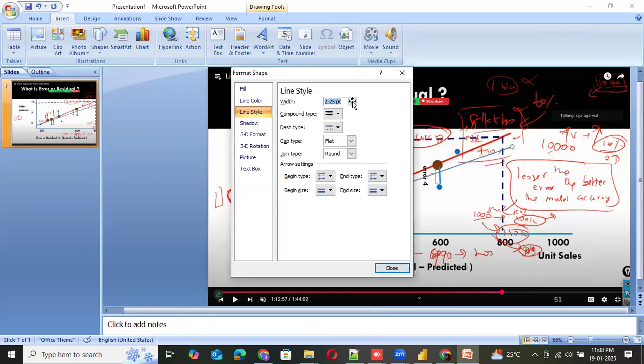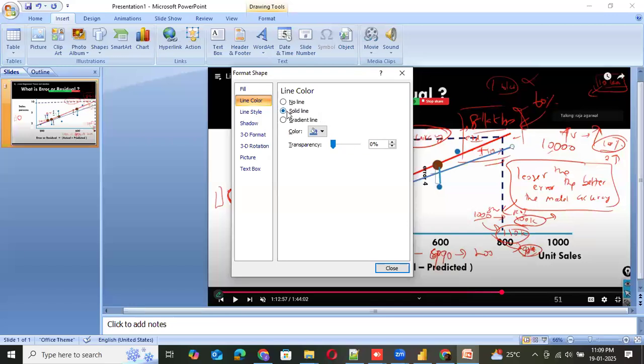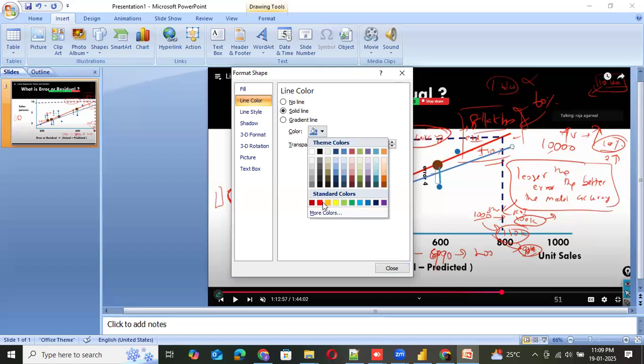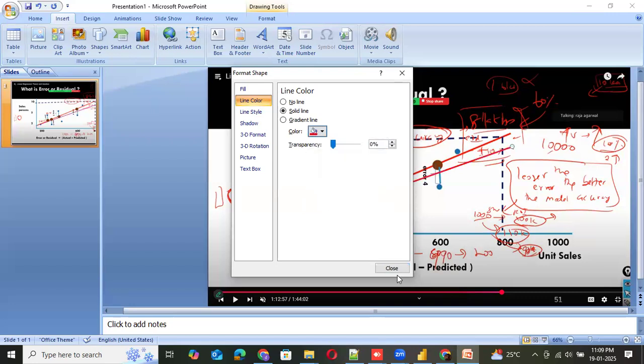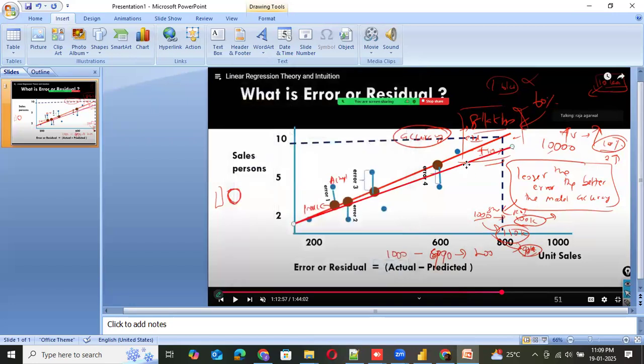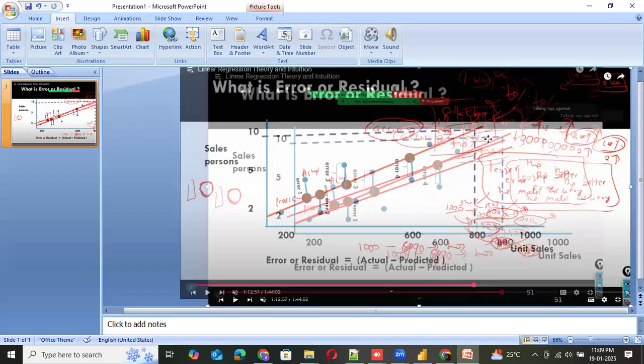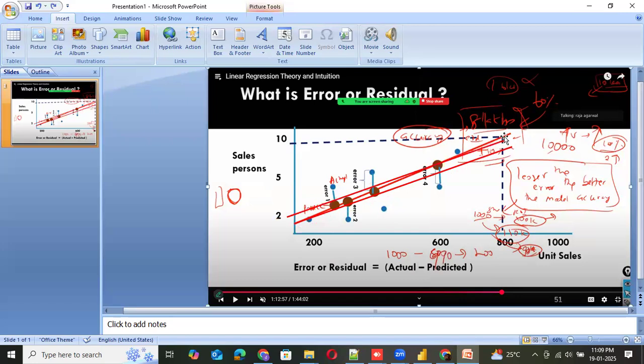The width, I'm going to increase it. And the line color is red. I can draw a line here also. And similarly, I can draw a line here also, right? You can create n number of lines. But of those lines, which line is your best fit line?